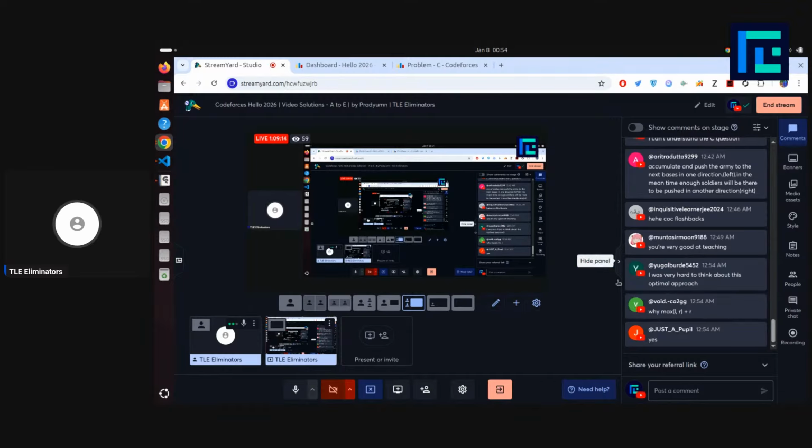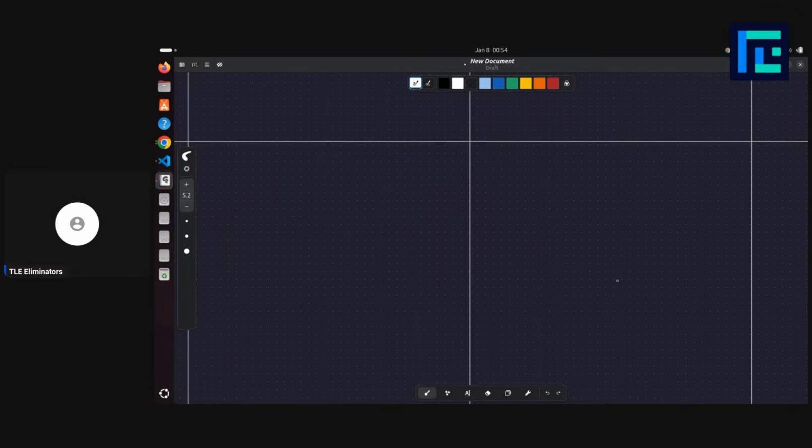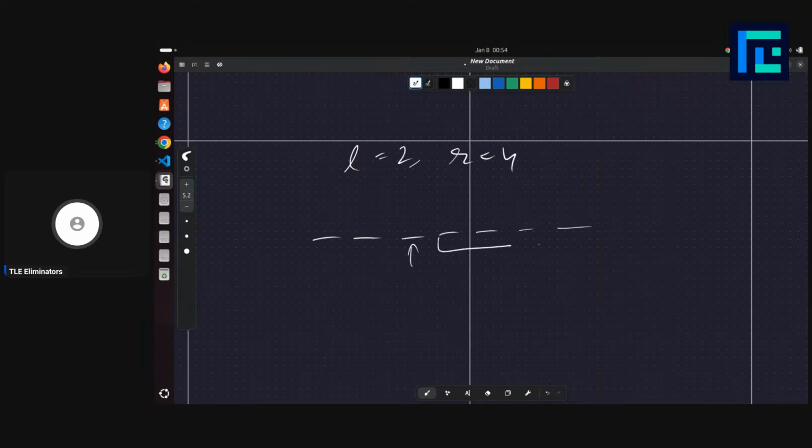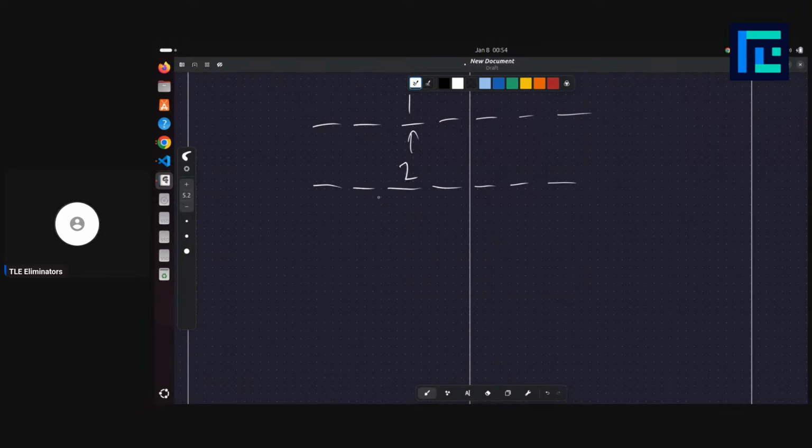Why max of L comma R plus R? Okay, so I will show one example. Let's say your L is 2, R is 4. So this is your base camp. There are 4 elements, 4 blanks here and 2 blanks here. So initially there's only one. Then you will have to wait for 1 more day to cook one more soldier. So 2. Then you will send them, right?